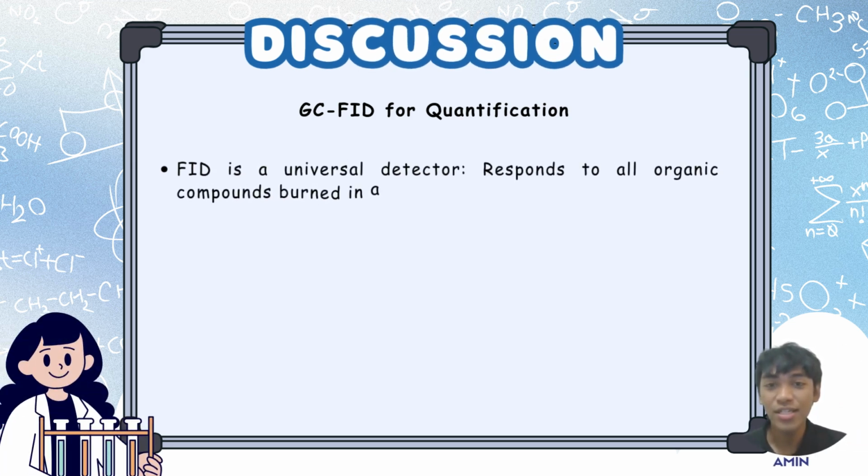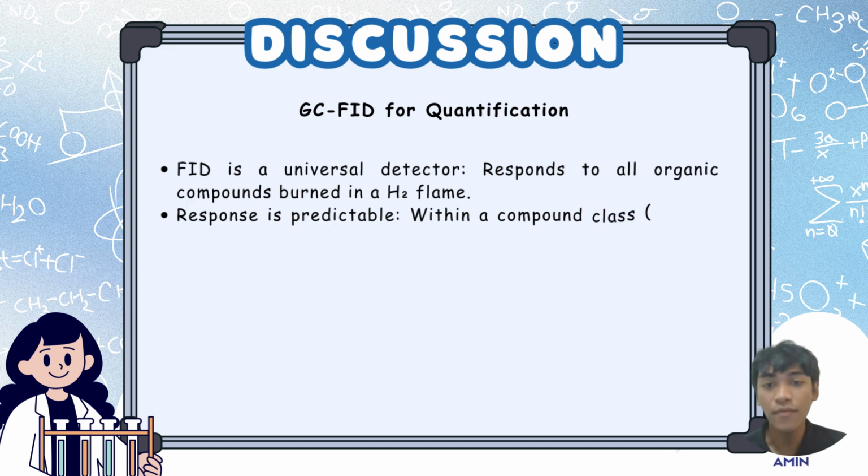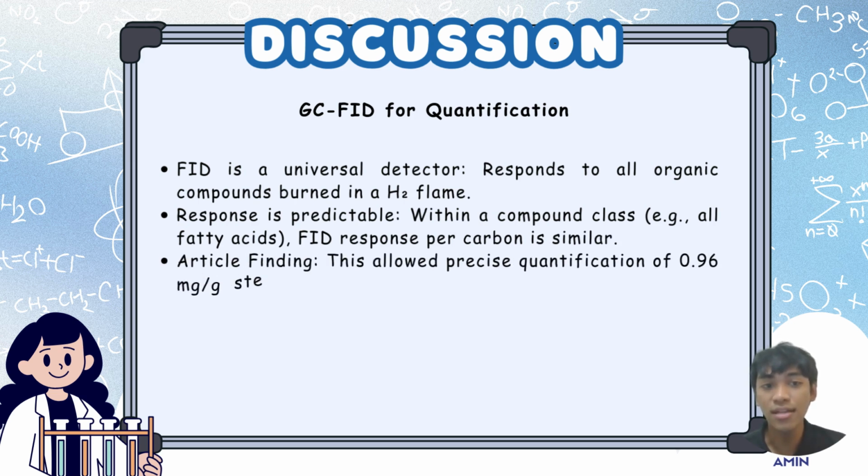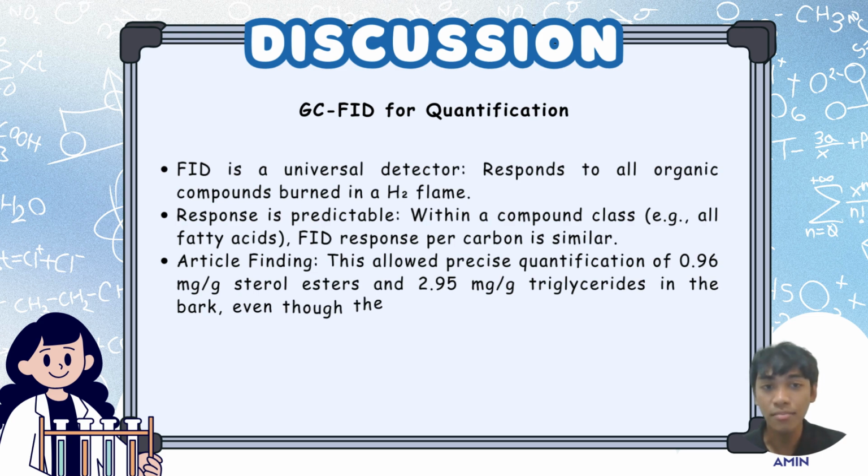The flame ionization detector, or FID, burns every organic compound that comes out of the column, even a small signal. Because of its similar response for molecules in the same class, the authors could use it to calculate the right amount. This is why they could report precise numbers like 2.95 milligrams of triglyceride per gram of fat, even though they didn't know exactly which triglycerides they were.